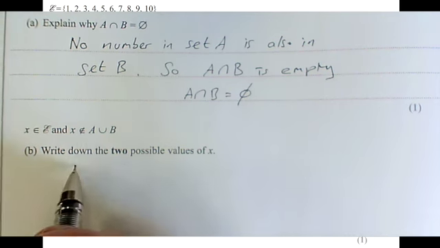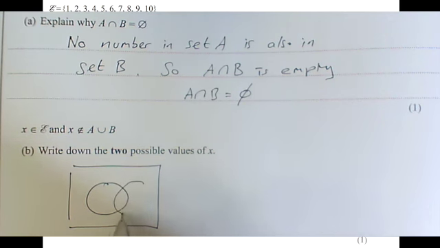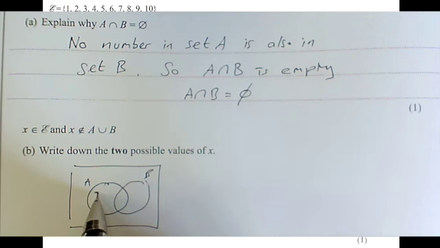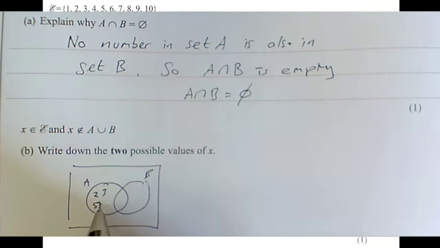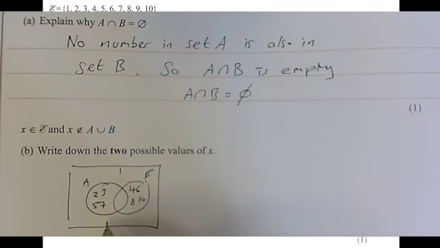Okay. Now what I could do here is I could just draw a quick Venn diagram and fill it in with the details. We know there's nothing in the middle, but we can fill in A, we can fill in B, and you can see that 1 and 9 are not represented. So that's my answer to part B.